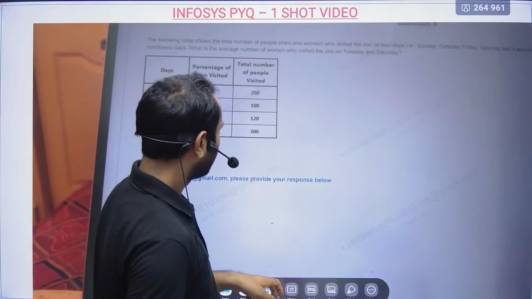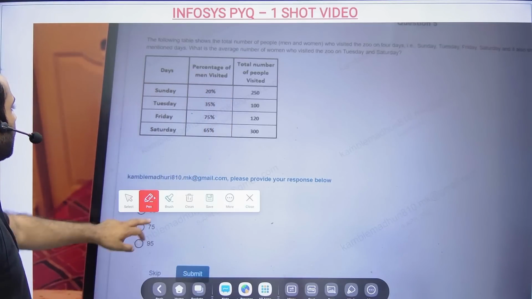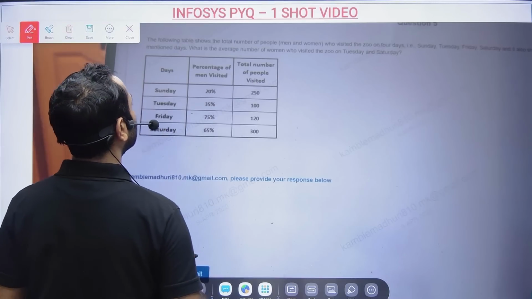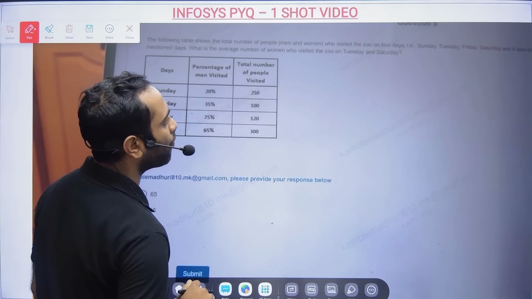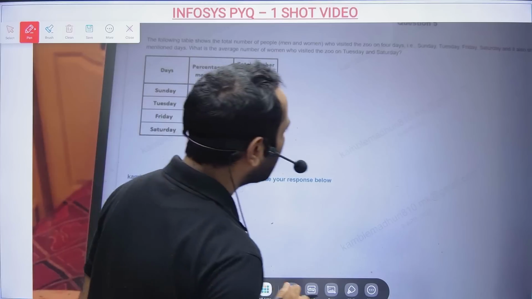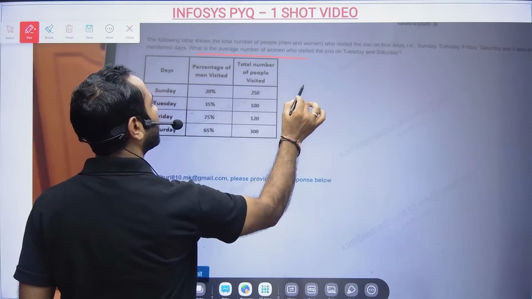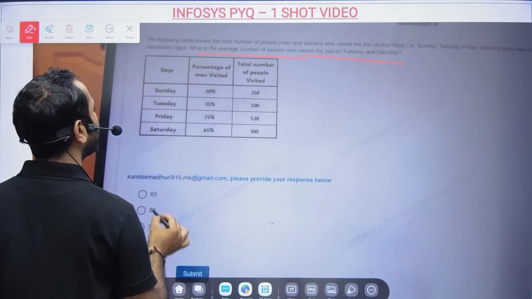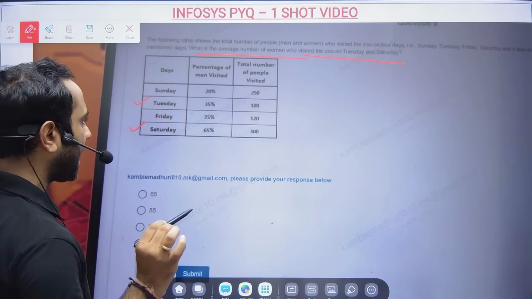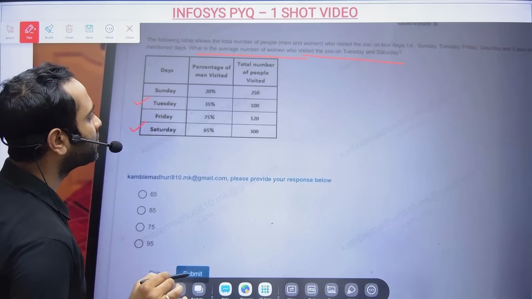Okay. Next. The following table shows the number of people, men and women, who visited the zoo on 4 days, that is Sunday, Tuesday, Friday, Saturday. And also it mentions, what is the average number of women who visited the zoo on Tuesday and Saturday? So you have to find out the average number of women visited on Tuesday and Saturday.